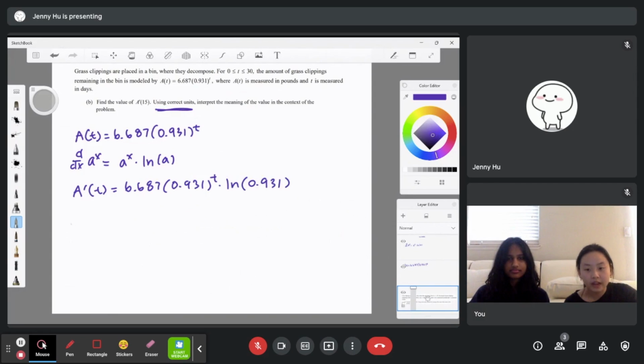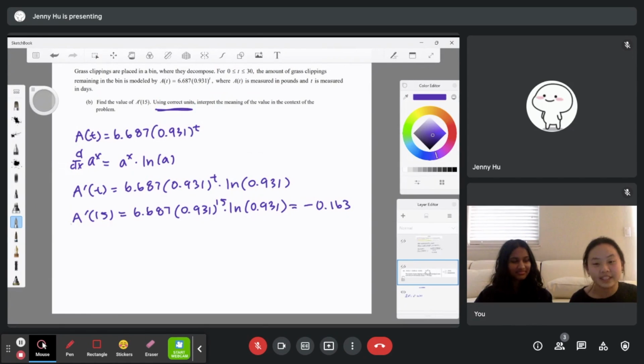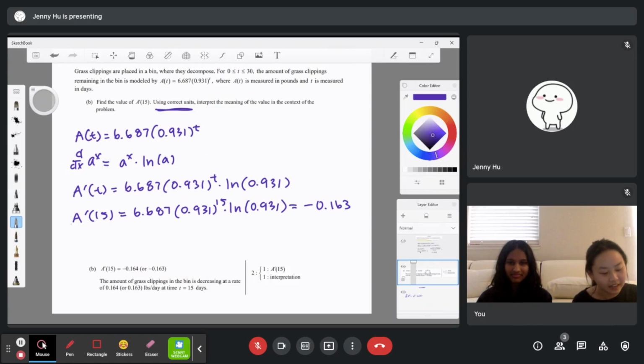And to solve for A prime of 15, we just plug 15 into t. So we should get 6.687 times 0.931 to the power of 15 times ln of 0.931. And we could just plug that into your calculator. You should get negative 0.163. And this is rounded to the third decimal. And you can see from the scoring guideline that there's 2 answers again, and that's simply because of the way they rounded, as stated previously.